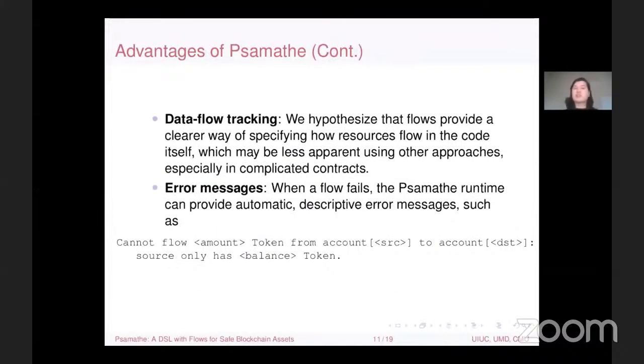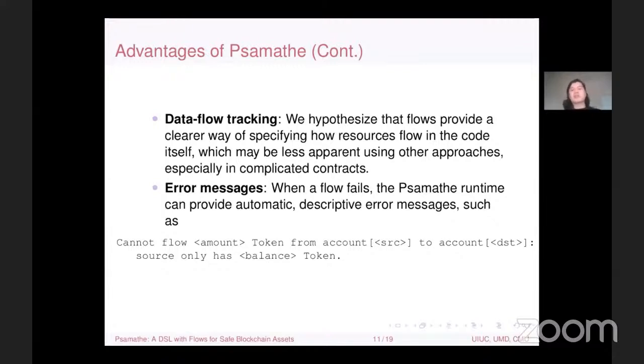As additional advantages, we hypothesize that flows will provide a clearer way of specifying how resources flow in the code itself, because the source and the destination and the various filters and transformations are all explicitly there. It's not the imperative approach of removing some values from a collection, maybe filtering through them, maybe transforming them, possibly putting them back, and then adding some values to the destination. It will be all there in one spot, which we hypothesize will be clear to developers.